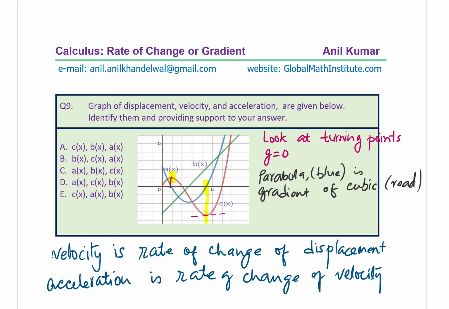Perfect. Now let's look into the blue graph, which is the parabola. Start with the turning point. Clearly, this turning point corresponds to a zero on a straight line. So we get that the straight line, which is b of x, is the gradient of the parabola, which is a of x, right? So now we have our answers. So the displacement function is the one which is in red, right? So we know that c of x is displacement.